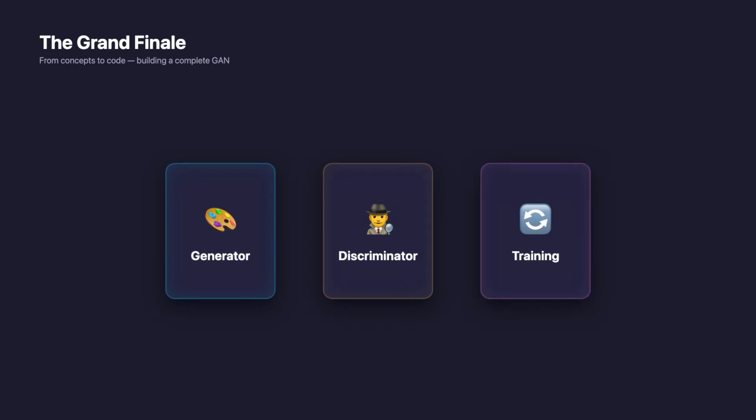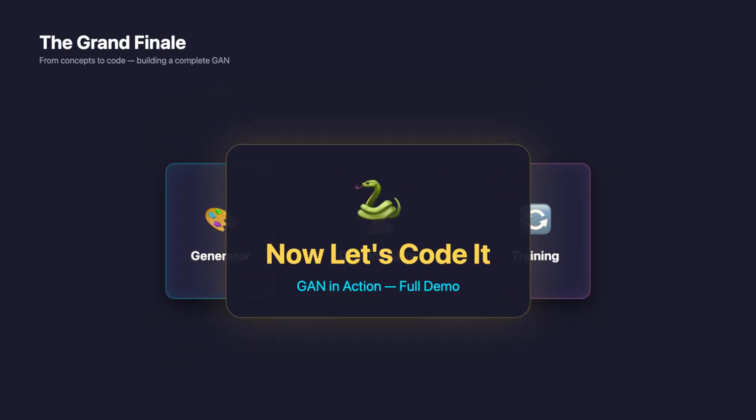Over 4 videos, we've built every piece of a GAN: the generator, the discriminator, and the adversarial training game. Now it's time to see everything come together in real code. We'll walk through a complete working GAN implementation in PyTorch, from model architecture to training loop to generated images. Let's code a GAN from scratch.